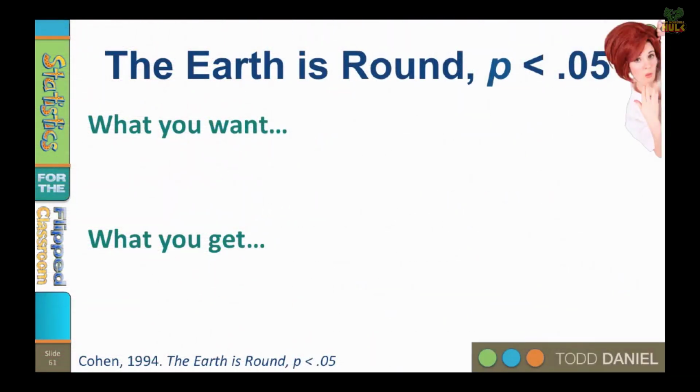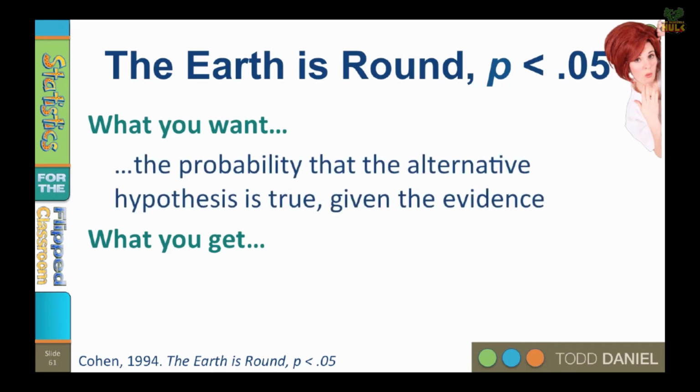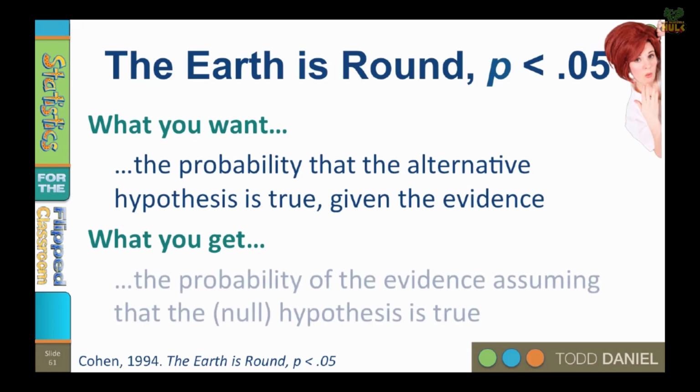We need to think about what Jacob Cohen wrote in an article titled "The Earth is Round," p less than 0.05. What you want to know when you do hypothesis testing is the probability that the alternative hypothesis is true, given the evidence. Did the treatment have an effect? What you get, however, is the probability of obtaining this evidence assuming that the null hypothesis is true. If the treatment really did work, then how likely is it that we would have found these results?